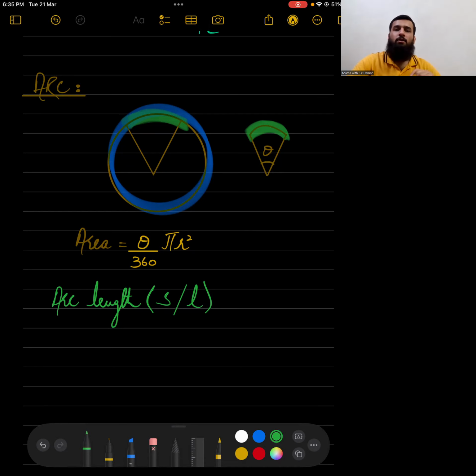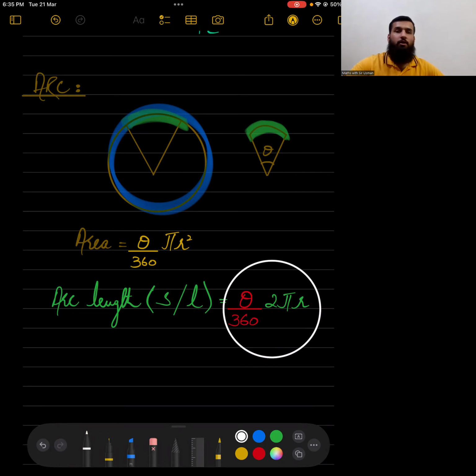Now arc length is a part of the circumference again. So you are going to use the formula of arc length with respect to the circumference. The circumference was 2 pi r. The angle which I am dealing with over here is theta, while the total angle is 360 degrees. So it's theta over 360 times 2 pi r. And that would be my arc length for this particular shape.